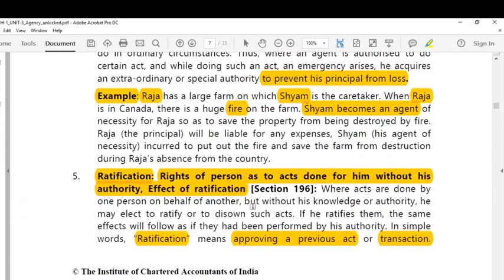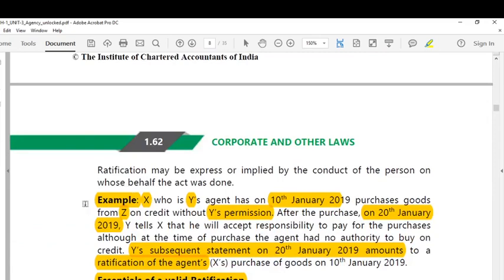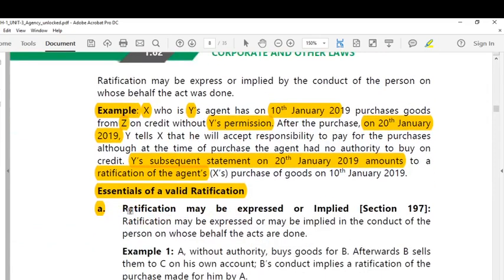In such a case, you need to write about how an agency by ratification comes into picture, you can give an example for that, and you need to write all these seven essentials of a valid ratification. This is a possible question for 5 to 6 marks, where you can get full marks if you are able to write all the seven essentials and the concept of agency by ratification.